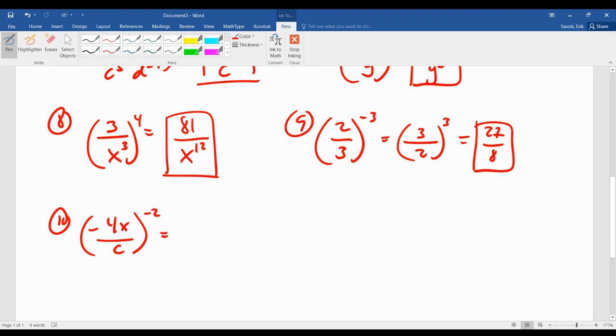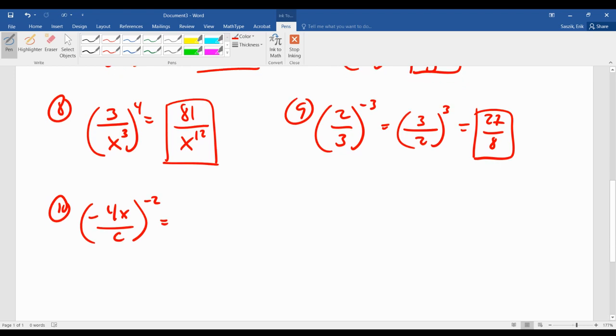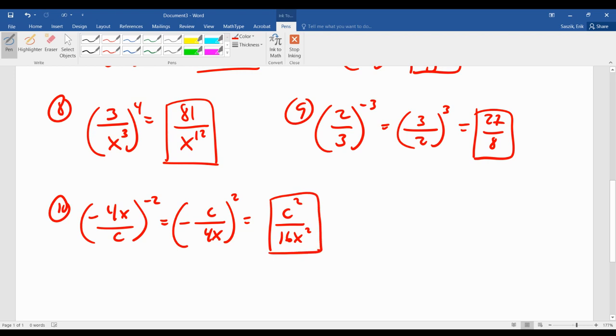Again. So let's take care of this outer power first. It's negative, so that tells things to flip. So that means the 4x goes down, the c goes up, still negative. But that becomes positive. So now you apply that to both. Remember, this is an invisible -1. -1 squared is +1. The c gets squared, the 4 gets squared, the x gets squared. There you go. Okay, it's not that bad.